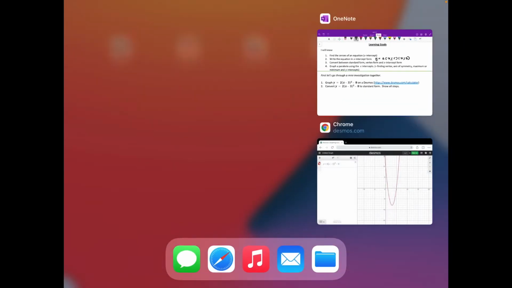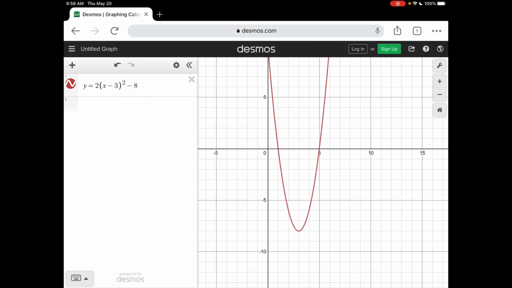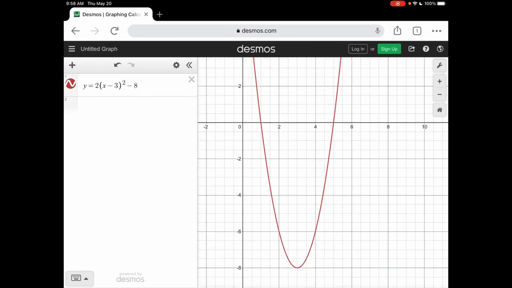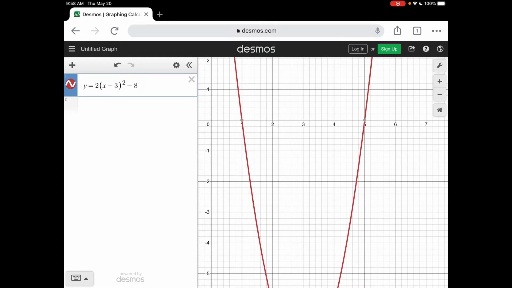So I'm just going to open up my Desmos. I've already put it in, right? So I put in y equals 2(x minus 3) squared minus 8. So it looks something like this. And the one thing I want us to note here is these points, where the x-intercepts are, right? So it's (1, 0) and (5, 0). Those are the zeros of your graph, right?